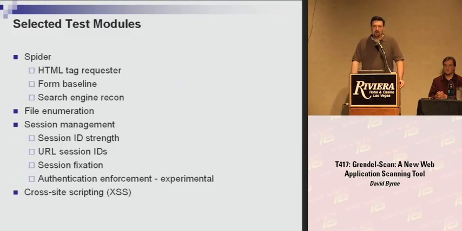There are several spidering modules. The HTML tag requester is a traditional spider, basically. It will look for tags with a source or href attribute value. Which tags are tested is configurable by the user. And then the URL that it points at is requested.